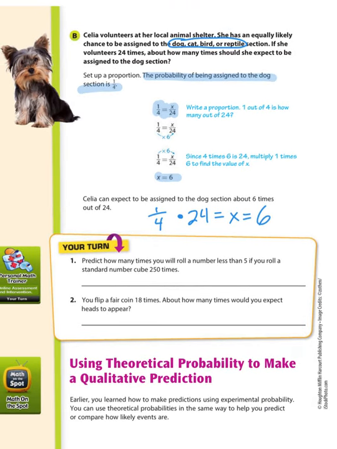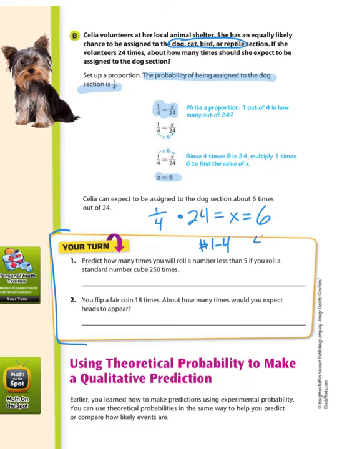All right, your turn. I want you to pause the video, try these 2 problems on your own, and then play it back to see if you got it right. All right, predict how many times you will roll a number less than 5 if you roll a standard number cube 250 times. All right, a number less than 5, that's numbers 1 through 4.